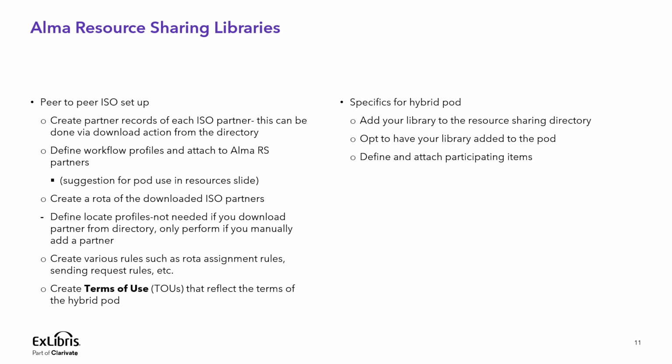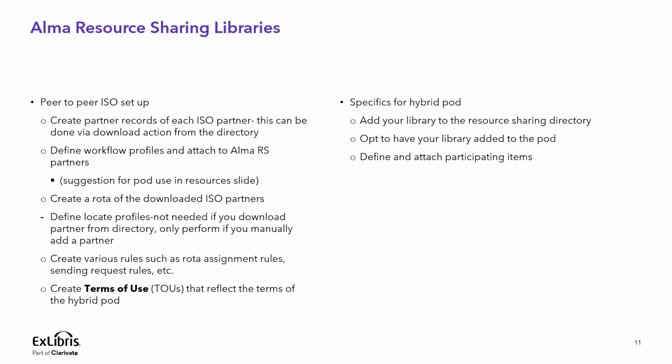In addition to getting your partners downloaded and partner records created, you'll define workflow profiles for these partners. On the next slide, I've got a suggestion for what those workflow profiles look like. Additionally, you'll create a rota of the downloaded ISO partners. You'll define locate profiles. You'll create various rules such as your rota assignment rules and sending request rules, all things that are very familiar to setting up your peer-to-peer partners today.